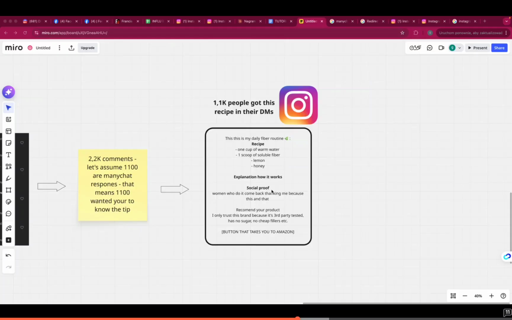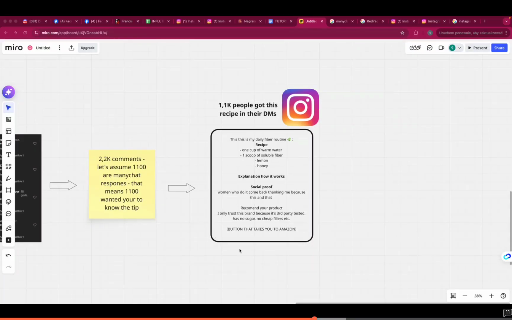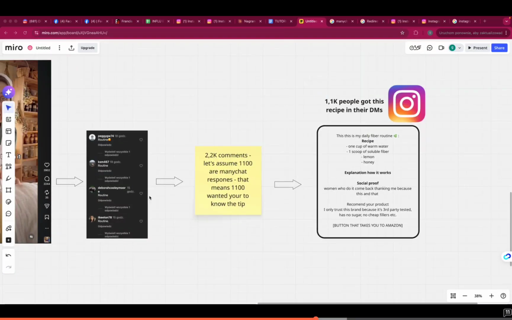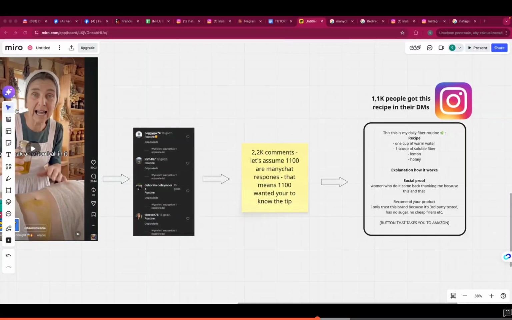So yeah, you explain how it works, and then preferably you add social proof. So for example, women who do it come back thanking me because this and that. And then you recommend your product. So you say, I only trust this brand because it's third party tested, has no sugar, no chip fillers, blah blah blah. And then at the bottom, there's gonna be a button that will take you to Amazon, so they can actually buy the product in order to follow the routine. And hopefully, just like that, you sold another product just by using ManyChat.